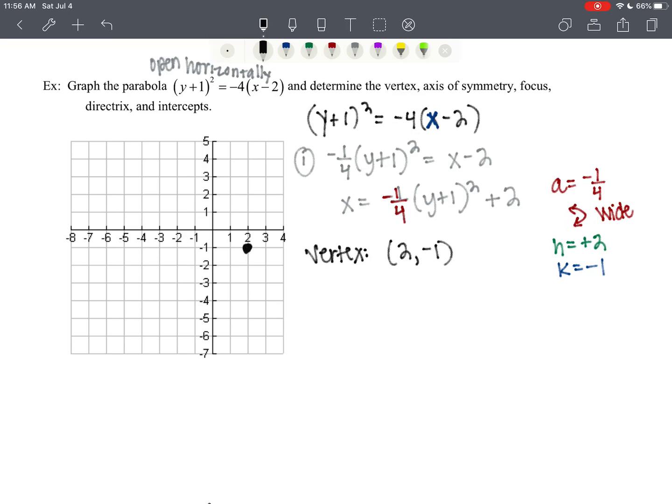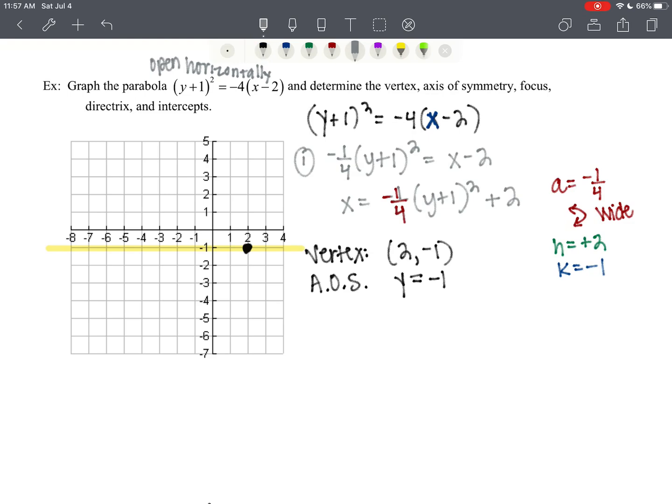There's our vertex. I'm going to draw a horizontal highlighted line going through the axis of symmetry. So the axis of symmetry is a horizontal line. It's y equals -1. Then we're going to have our focus, our directrix, and our intercepts. But I want to get started real quick on just graphing this.